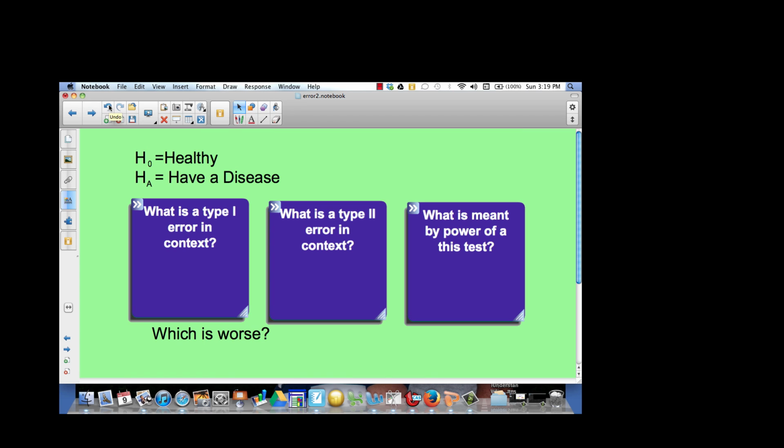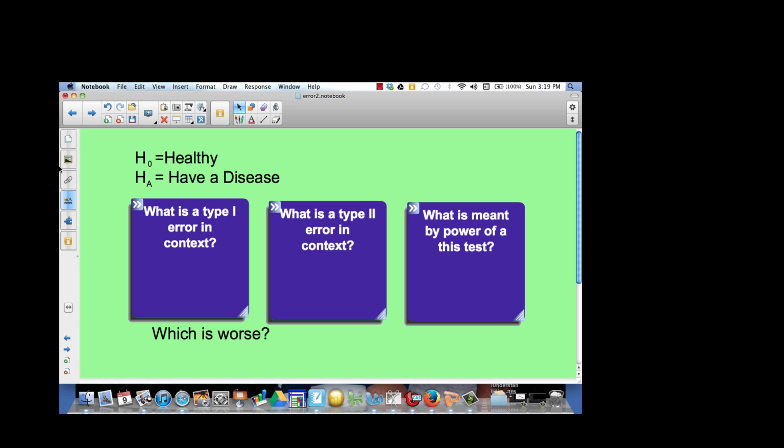Here's one for you to try. Null is someone's healthy. The alternative hypothesis is that someone has a disease. What would be a type 1 error, type 2 error, and what is meant by power? Which is worse? Pause this video, write down your answers, and then we'll check.